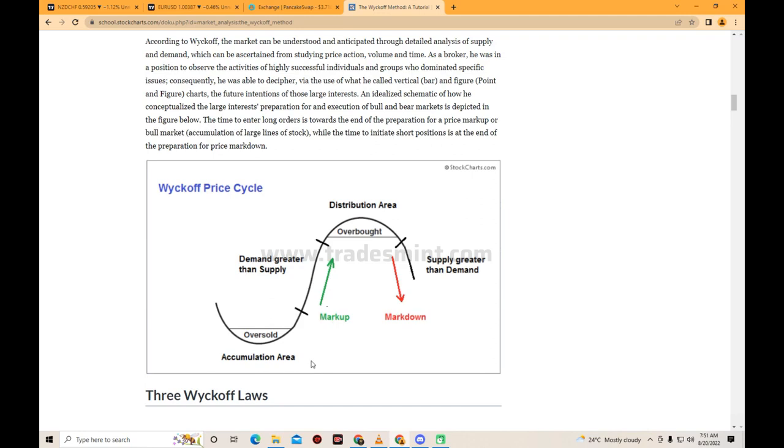When the market is oversold, we'll have accumulation to push the price higher, and when the market is overbought, we'll have distribution to push the price lower. When you have an impulse to the upside, we call it markup. When you have an impulse to the downside, you call it markdown. So you have accumulation, you have distribution. So it's basically Wyckoff accumulation and Wyckoff distribution.